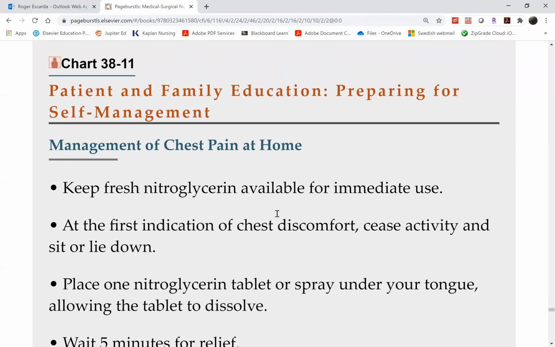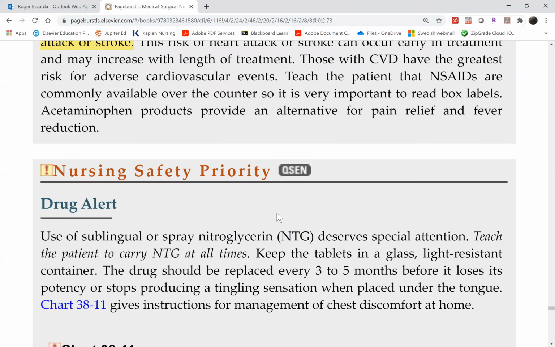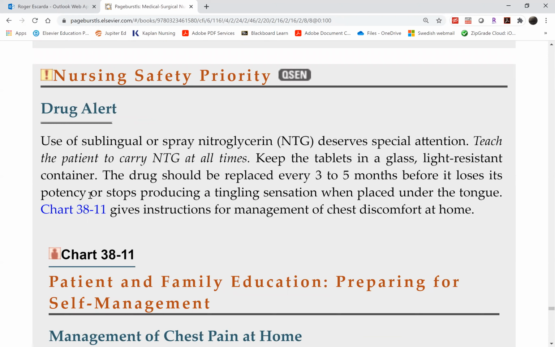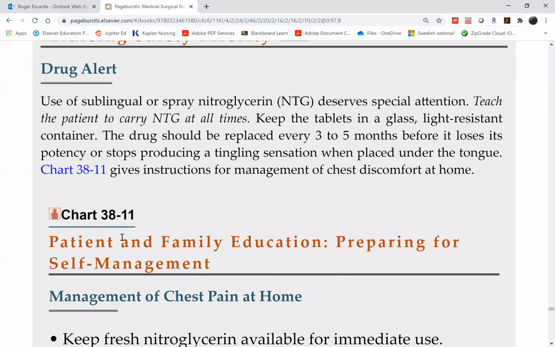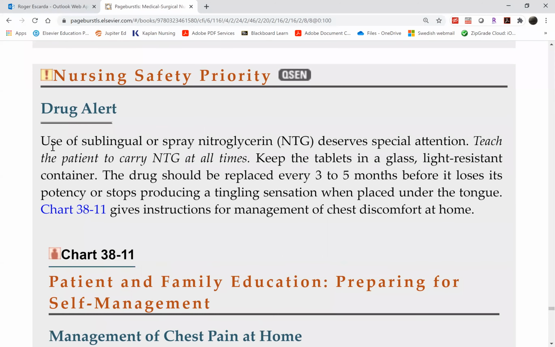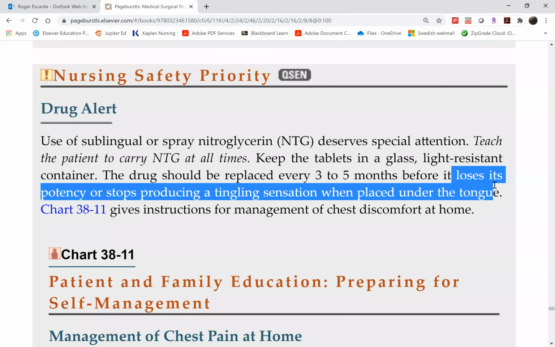There should be another, right here. So here it is. It's on the drug alert, right above 3811. So there should be a tingling sensation. That means the tablet is potent. It's not expired. It hasn't lost its potency.